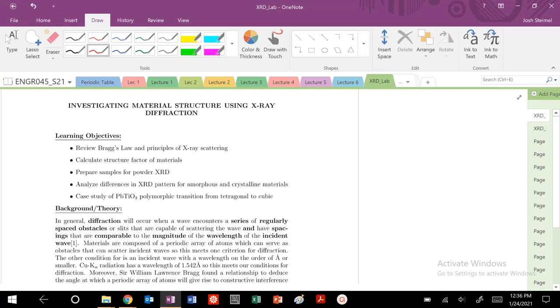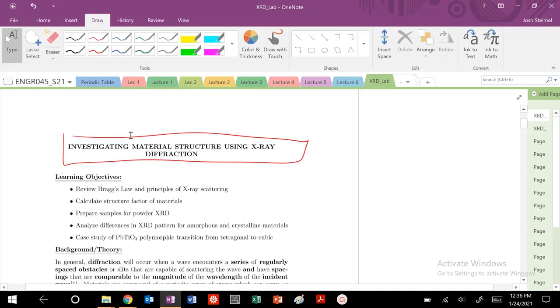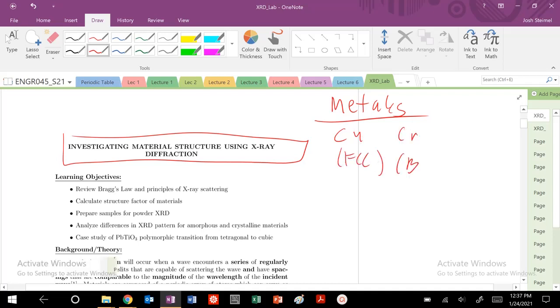Today we are going to get into our X-ray lab, which is investigating material structure using X-ray diffraction, and we're going to look at basically three sections of this lab. First we're going to look at the structure of metals, and the metals that we're going to look at are copper, which is FCC. We're going to look at chromium, which is BCC.